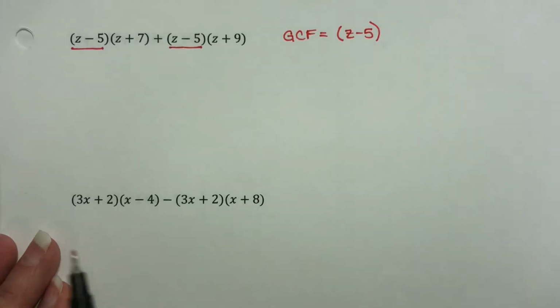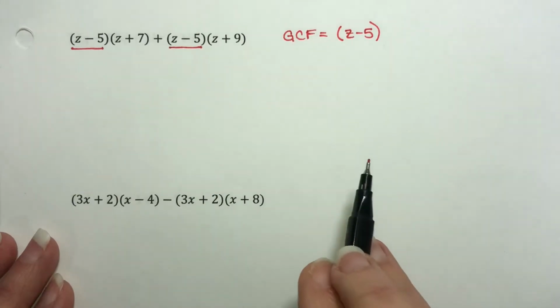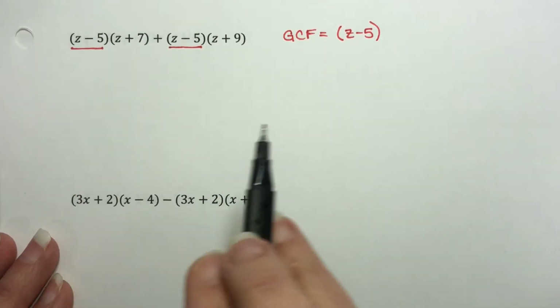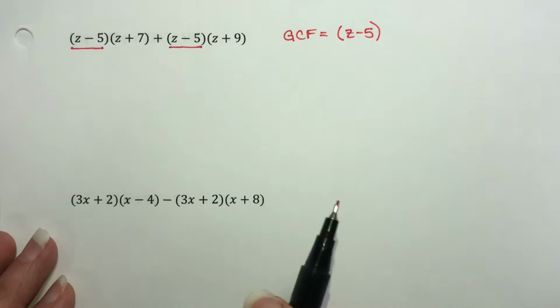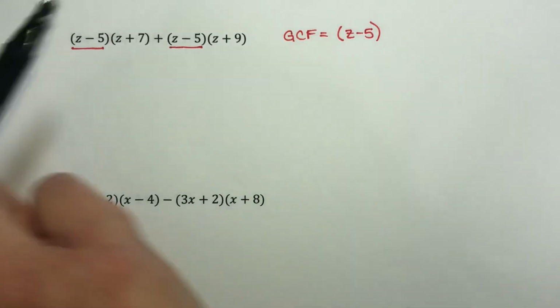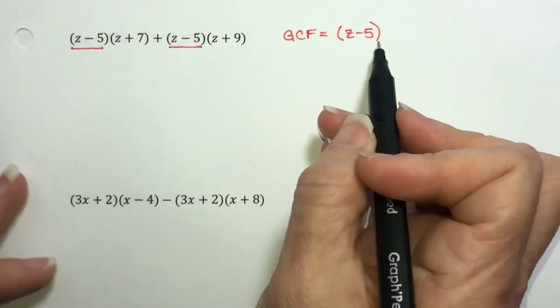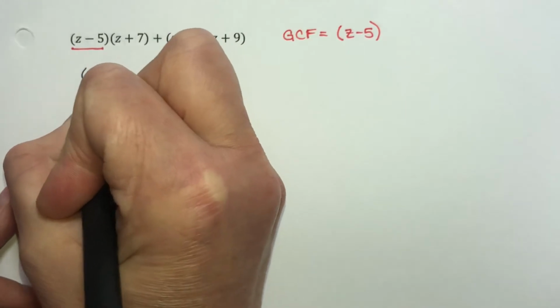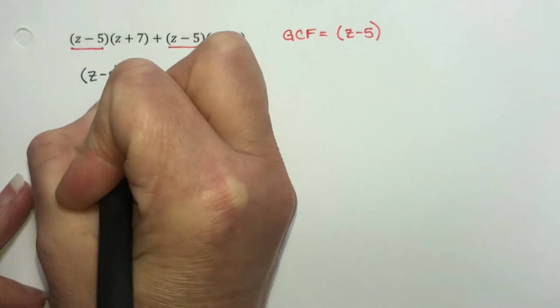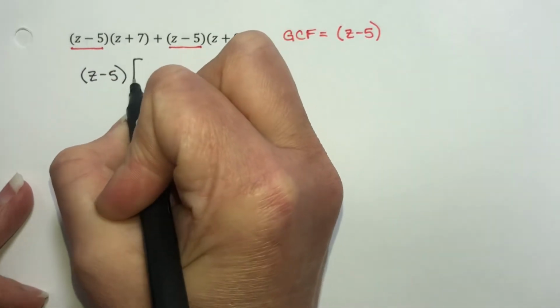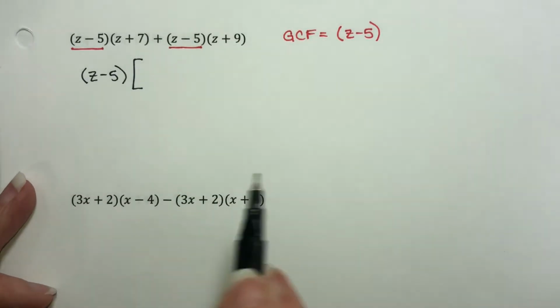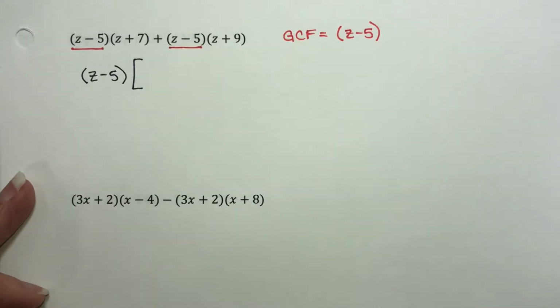Now it's important that we recognize the pattern of what's happening here. We are going to be distributing, it's just going to look more complicated. So when I go to factor this, we factor out our GCF, which is z minus 5. Now I'm going to use brackets because I'm going to have parentheses within parentheses, and it's going to make it easier to match up.